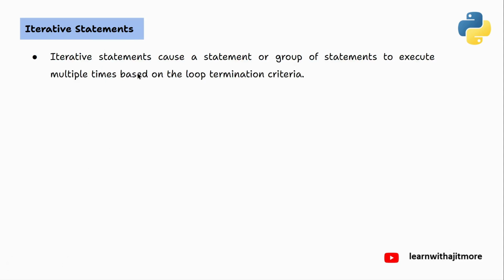So an iterative statement causes a statement or a group of statements, it can be one statement or more than one statement, to execute multiple times based on some termination condition. Condition or criteria, whatever you call it. So till that termination condition is true, it will keep repeating, and the moment that termination condition becomes false, it will stop.